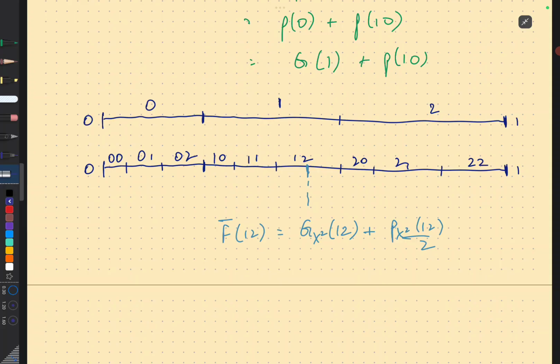Does that make sense? Not too convinced?